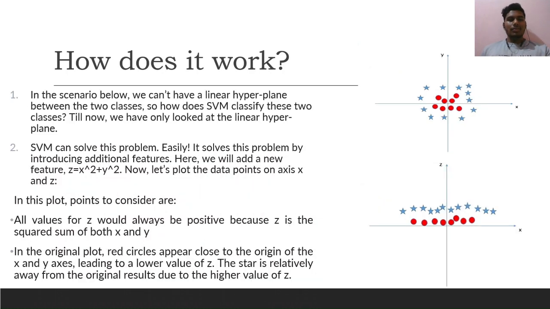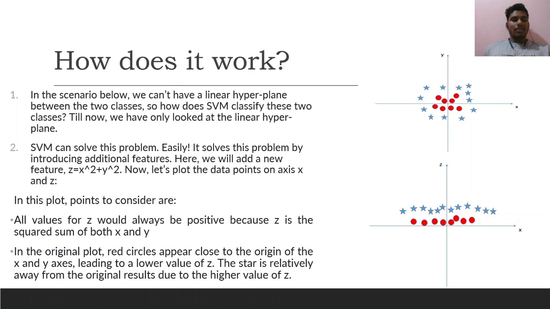In the scenario below we can't have a linear hyperplane between the two classes, so how does SVM classify these two classes? Till now we have only looked into linear hyperplanes. SVM can solve the problem easily. It solves this problem by introducing an additional feature. We can add a new feature that equals x squared plus y squared. Let's plot the data on the y and z axes.